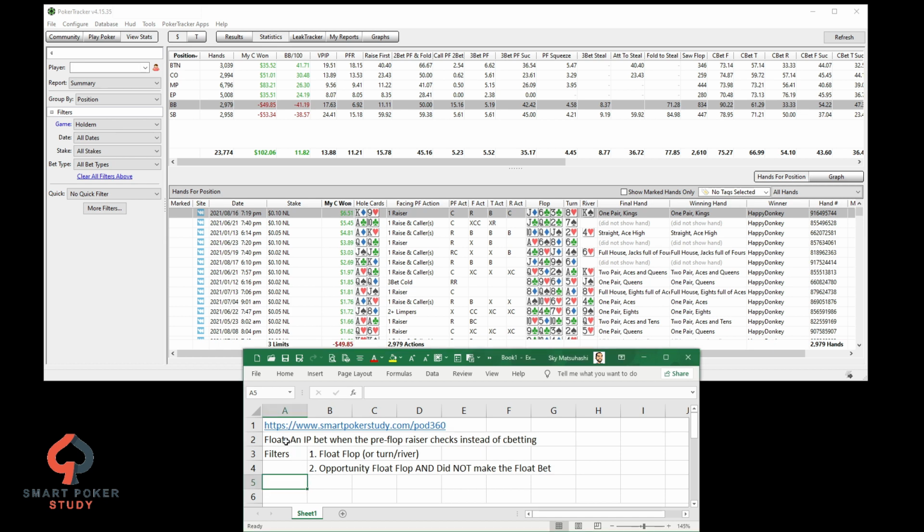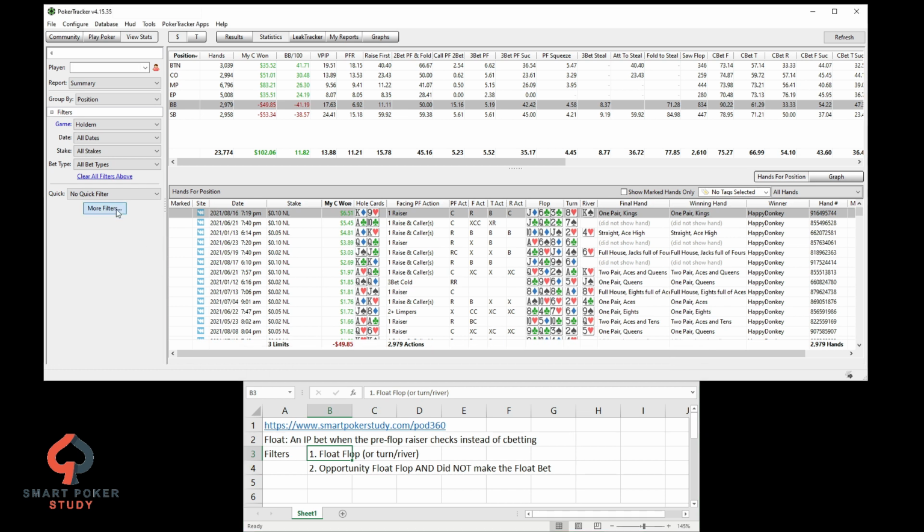But in case you don't know what a float is, a float, as defined by PokerTracker 4, is an in-position bet when the pre-flop raiser checks instead of c-betting. And we'll look at a couple example hands of that in just a sec. The two filters that I recommend that you do today during your study session. The first is float flop. Of course, you can look at turn or rivers as well, but we're just going to concentrate on the flop.